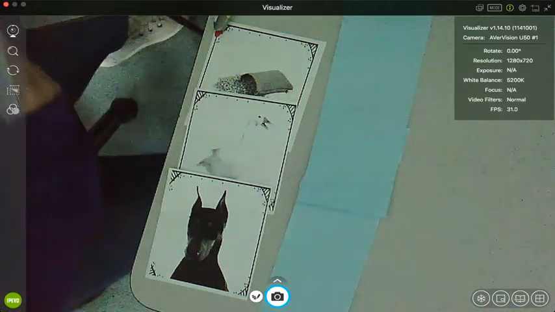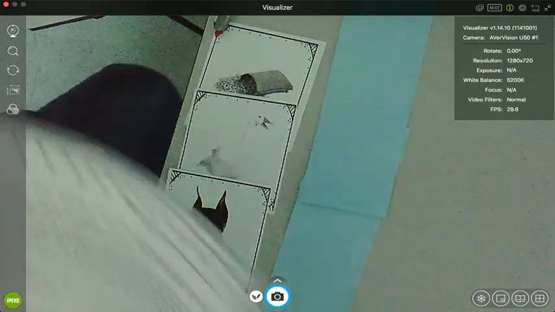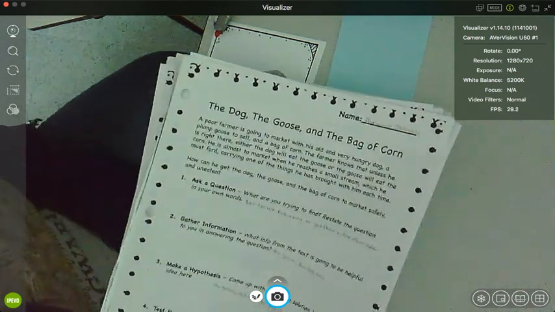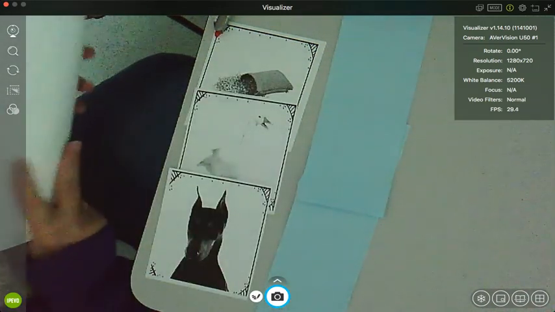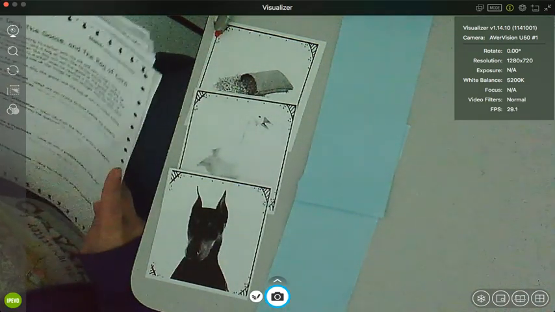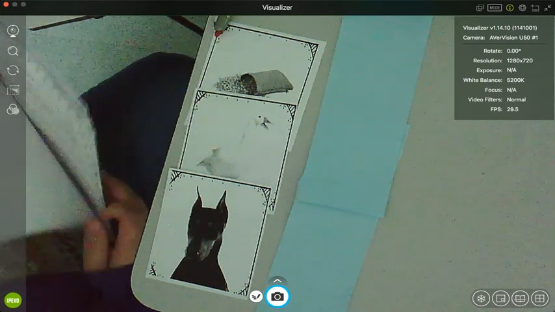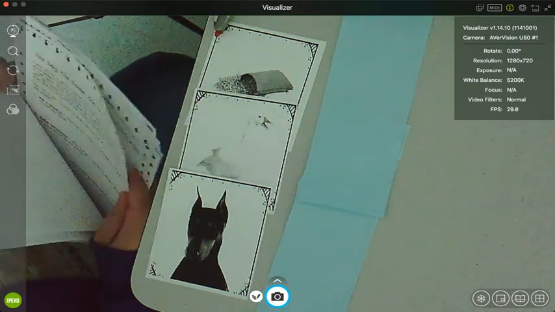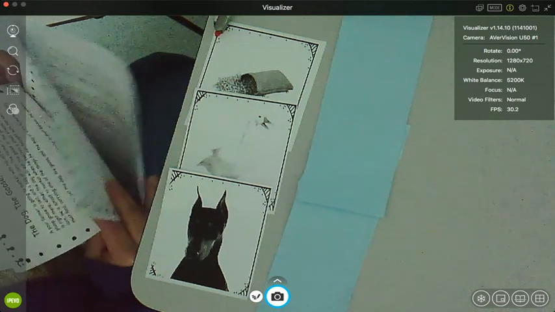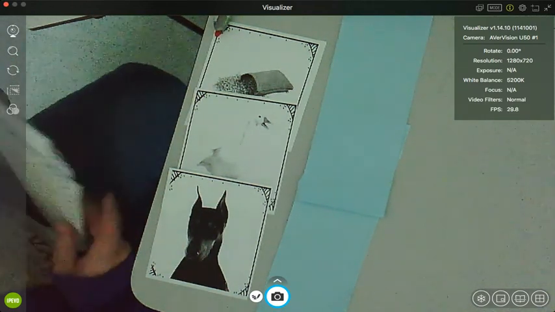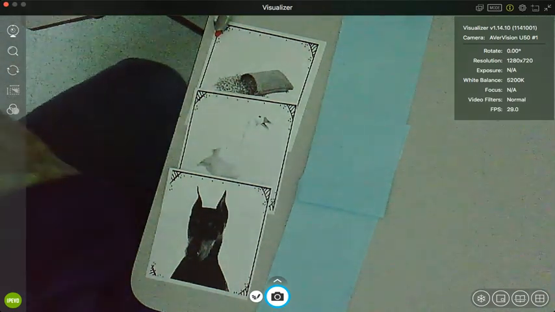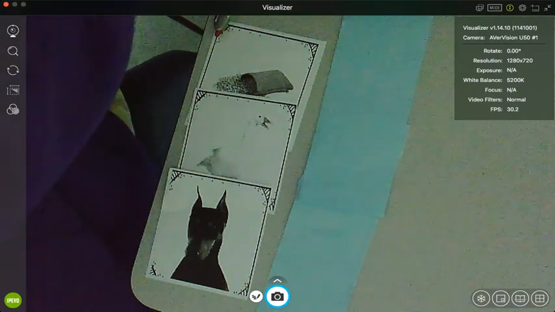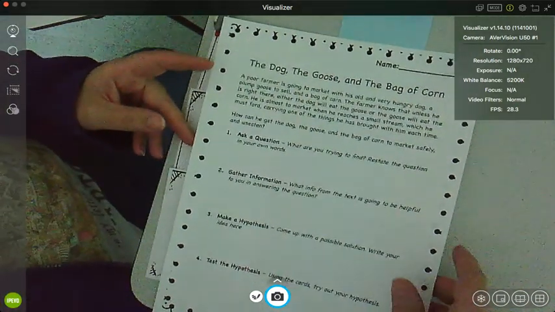Okay, so what you guys are going to do today is an activity called the dog, the goose, and the bag of corn. Okay? We are looking at solving a problem using the scientific method. So, it's a problem-solving activity.